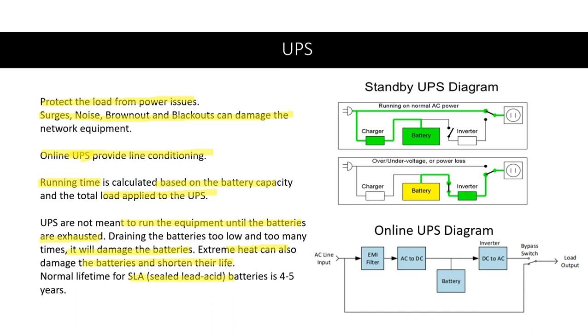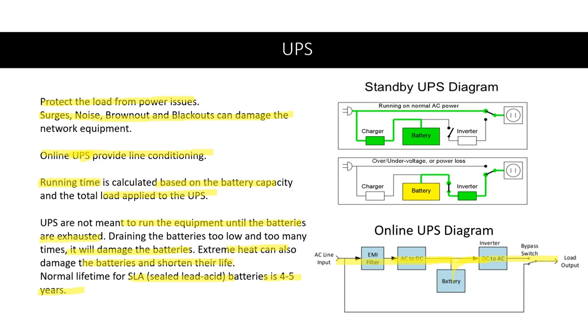Heat can also damage the battery. If they're meant to work for 3 or 4 years, but they are in a hot environment, like a garage or a closet that is too hot with no air conditioning, those batteries will last 1 or 2 years rather than 3 or 4. Some of these batteries are what's called SLA, sealed lead acid. They run for 4 to 5 years if they're treated well, not drained too low, and not in a too hot place.